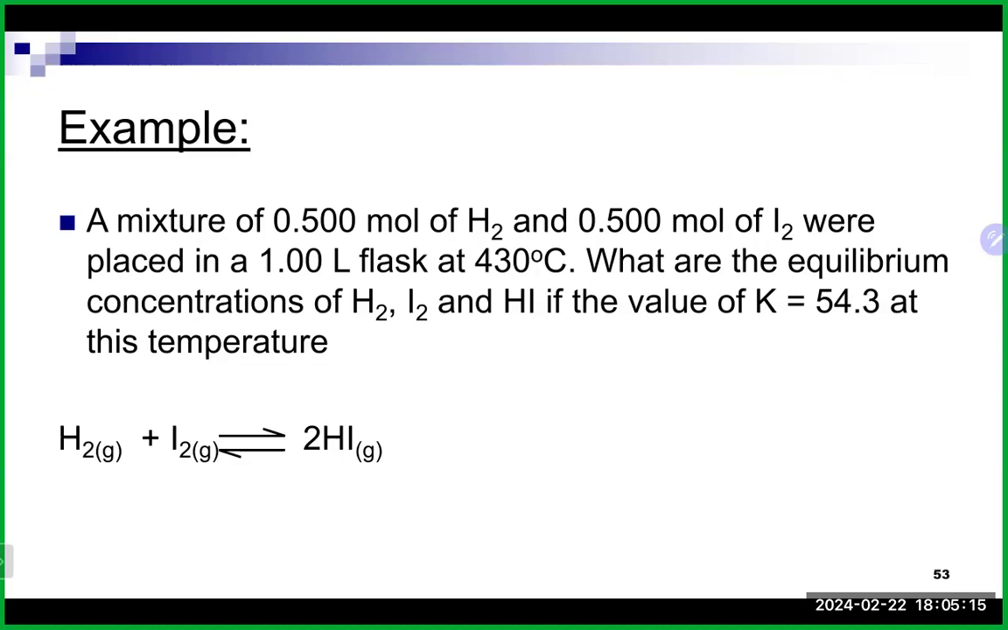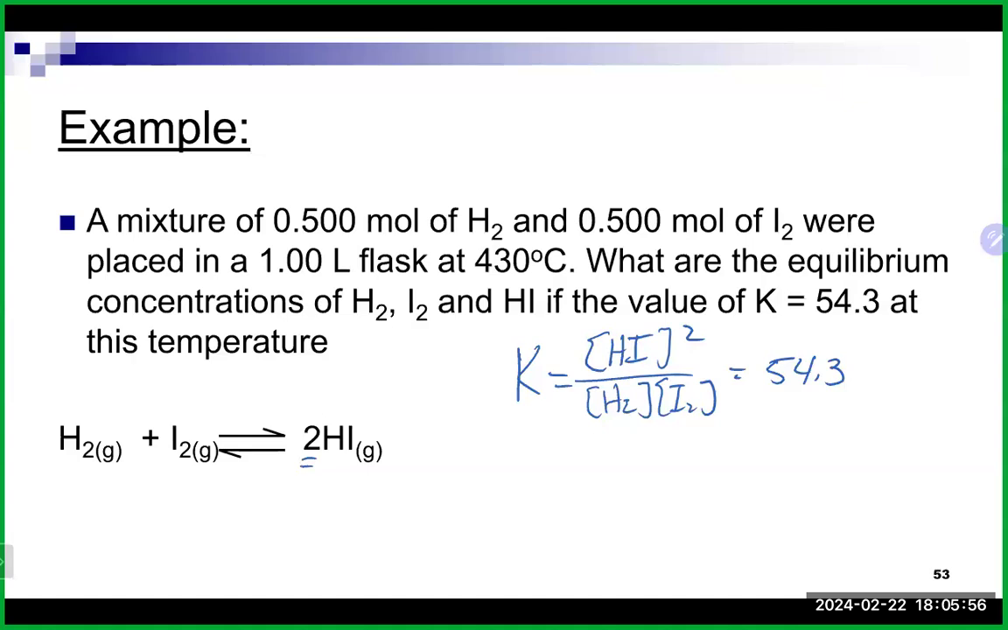Okay, let's take a look, see how you're progressing here on this particular one. So we got 0.5 moles of H2, 0.5 moles of I2 in a 1-liter flask. We're looking for everybody's equilibrium concentrations. We can start with our K expression in this case, which would be our products, which would be HI. Once again, we do need to square it because of the coefficient that we see there. That's going to be divided by the concentration of H2 and the concentration of I2, and that's going to equal 54.3.